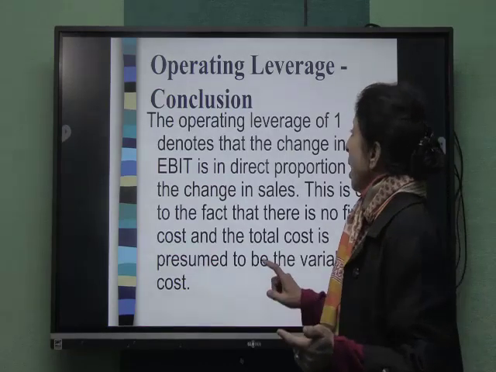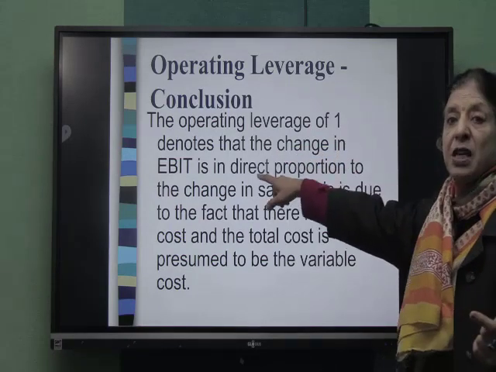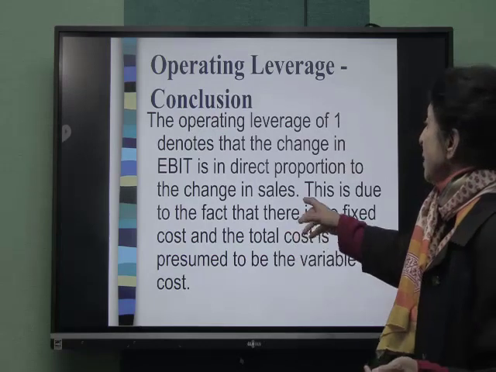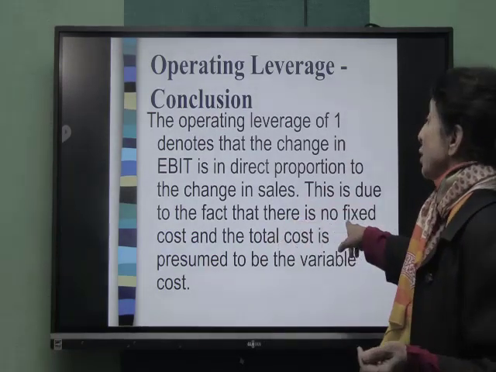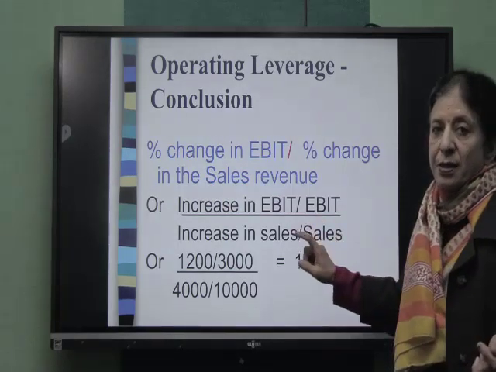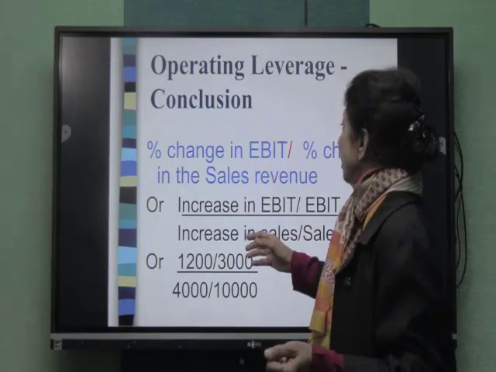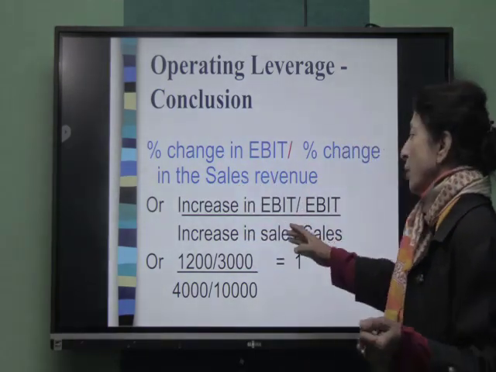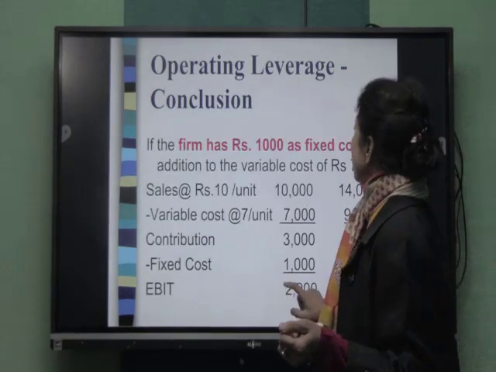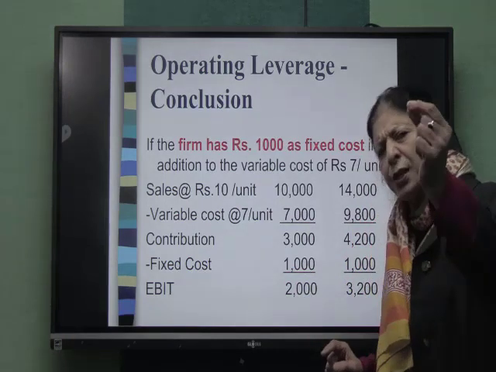Okay, now just see that operating leverage of 1 denotes that the change in the EBIT and the change in the sales is of the same value. This is due to the fact that there is no fixed cost. This point you have to really understand, okay? And therefore, what would be the conclusion here? That the increase in EBIT upon the increase in sales is this much, one, and therefore, here you have to understand this. But I've changed the example a little bit.